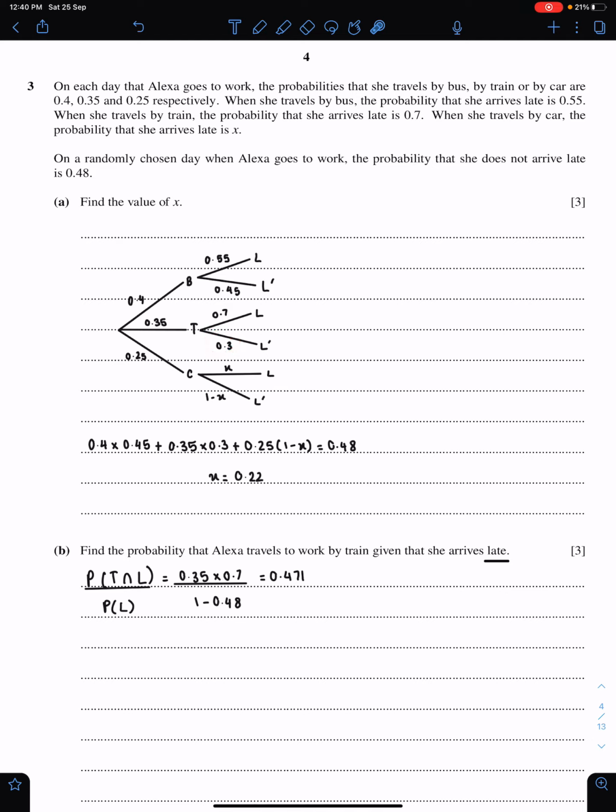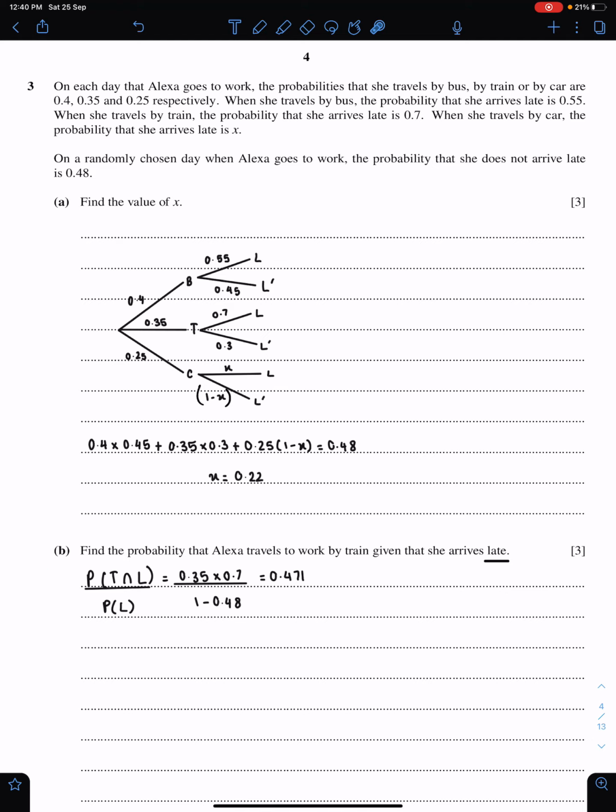Late, not late. On a randomly chosen day when she goes to work, the probability that she does not arrive late is 0.48. So does not arrive late means this or this or this. So sum of all these three will be 0.48. So 0.4 times this is here, 0.35, 0.3 is here, 0.25 times 1 minus x is here. Make sure you use bracket for this when you will multiply 0.25 with this, like this. So x is 0.22. This answer is exact, so there is no need to give this answer up to 3 significant figures.